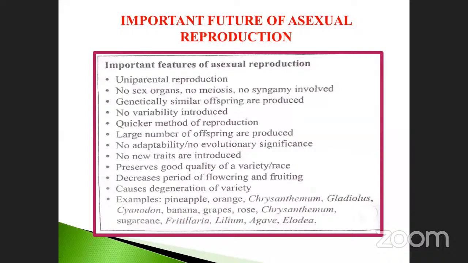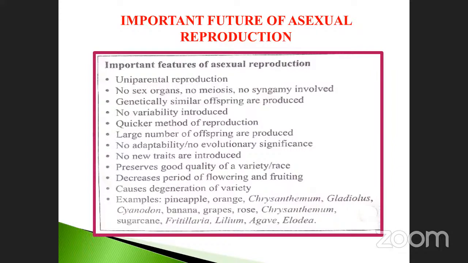It undergoes asexual reproduction. That's why the number of offspring will be very high. No adaptability, no evolutionary significance. Already we discussed variability. There is no variability, which means there is no evolutionary significance in asexual reproduction. No new traits are introduced. Another point: it preserves the good quality of a variety or race. Only the good quality will be preserved.